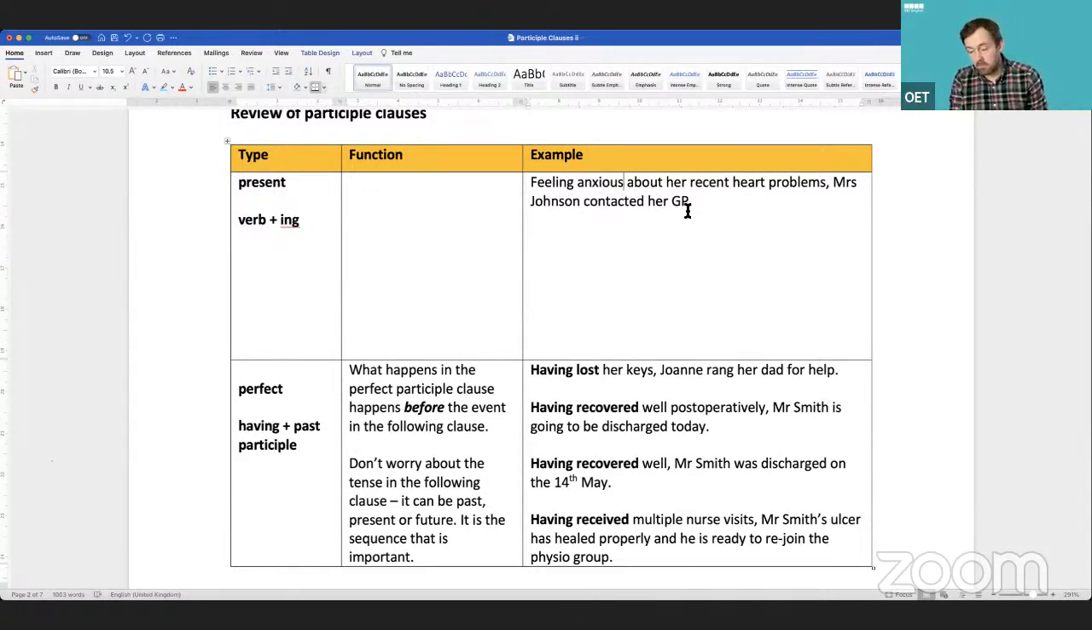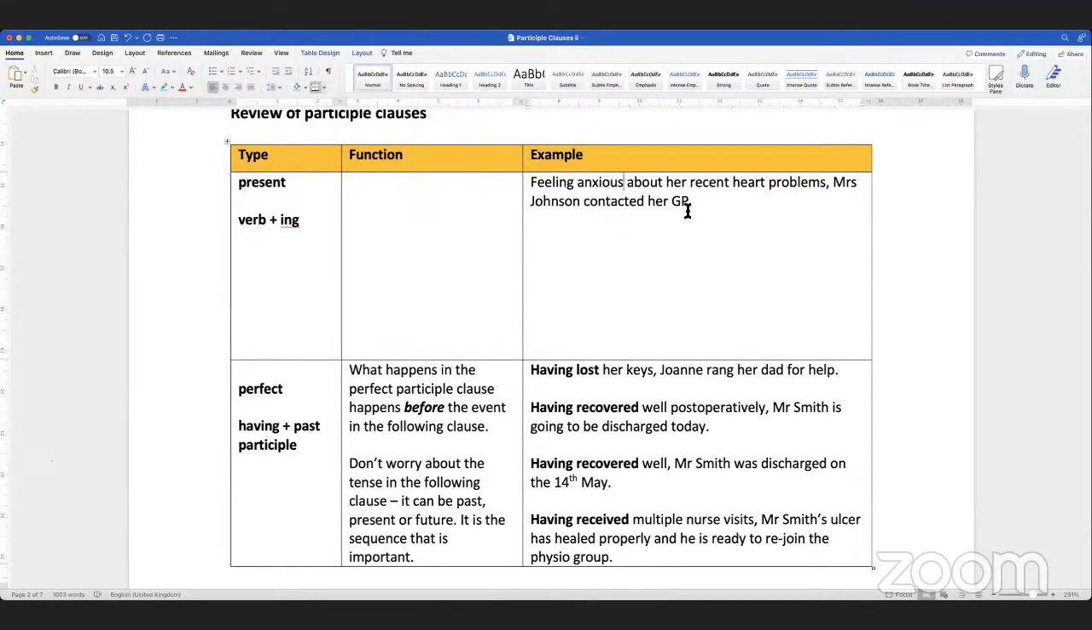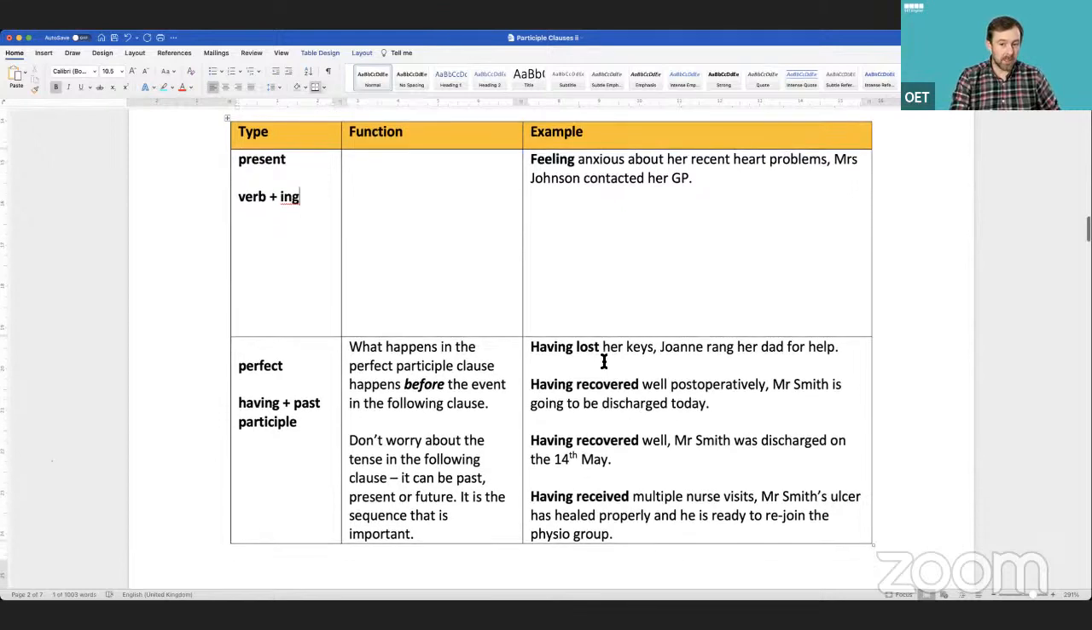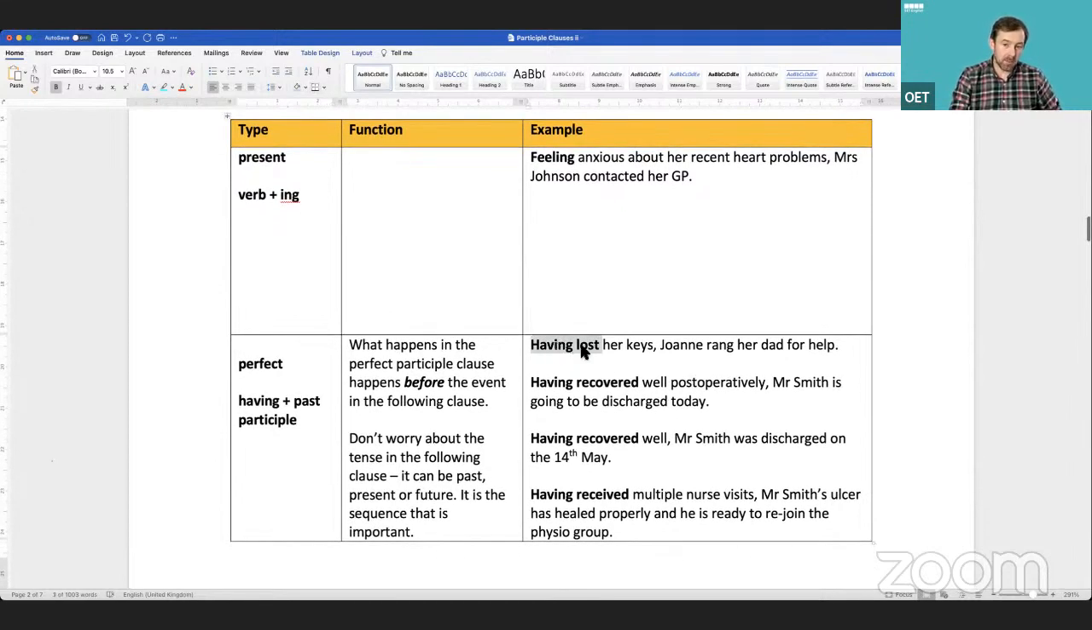Now, if I said to you, why did she contact her GP? You would say, because she was feeling anxious. Because of anxiety, yeah, if you're going to say the noun. So she's feeling anxious about her recent heart problems. Now, the difference is this. We've only got the present participle, which is here. It's verb plus ing. This one here, we had the having plus the past participle. And we put these all together. So let's put them in the same color. Let's make them green. Okay. And we'll make this one black.